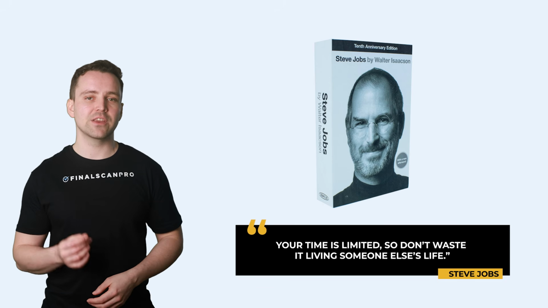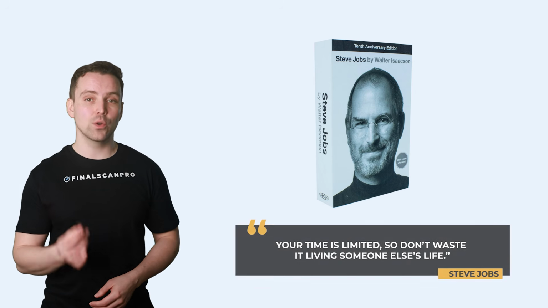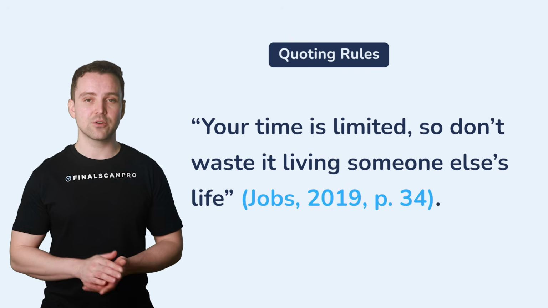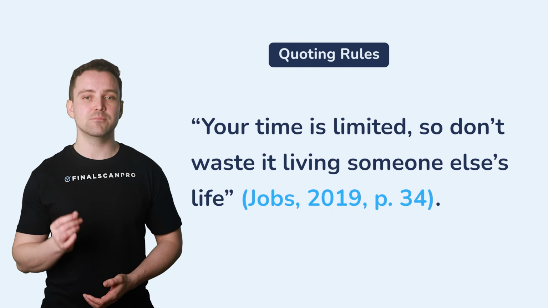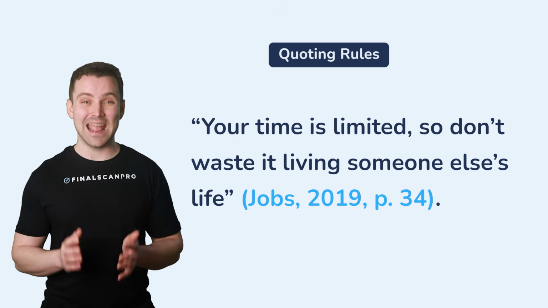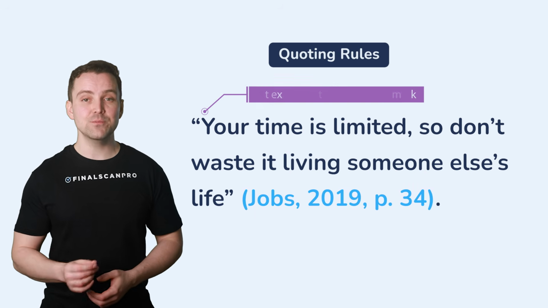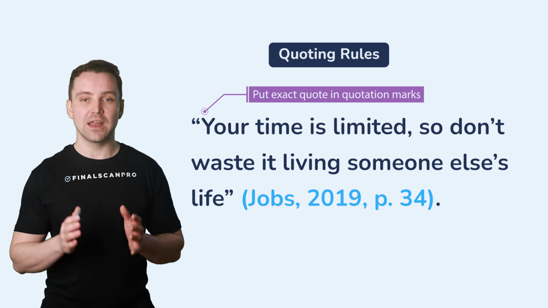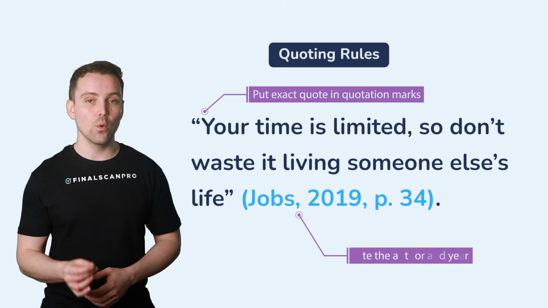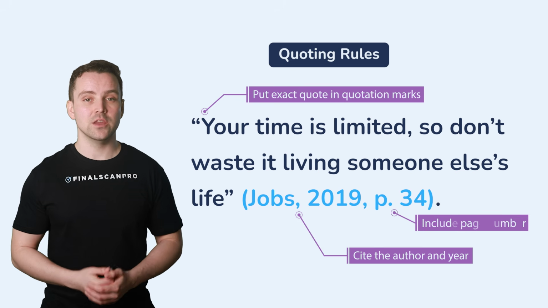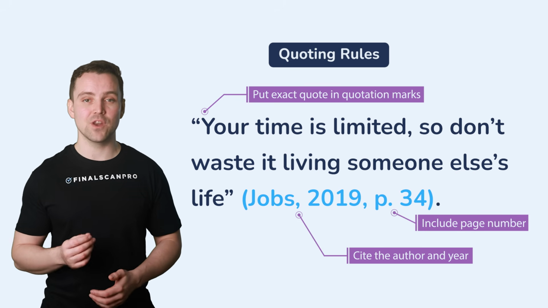Now imagine you're writing a paper about Steve Jobs and you want to include this quote word for word in your paper. To do that correctly, you need to follow three important rules. First, you must not modify the quote in any way. Second, you must enclose the exact words in quotation marks. And third, you must cite the author and the year. If the quote comes from a journal or book, you also need to include the exact page number.